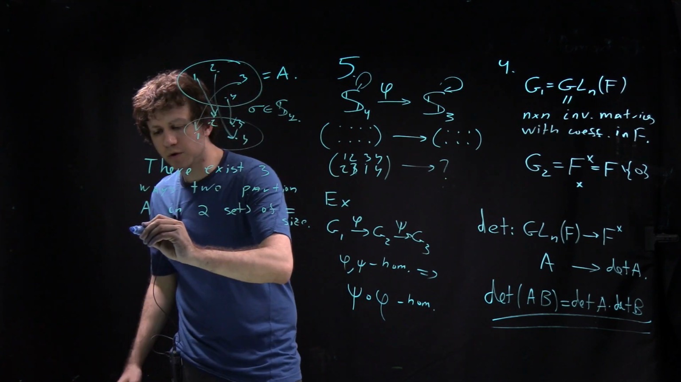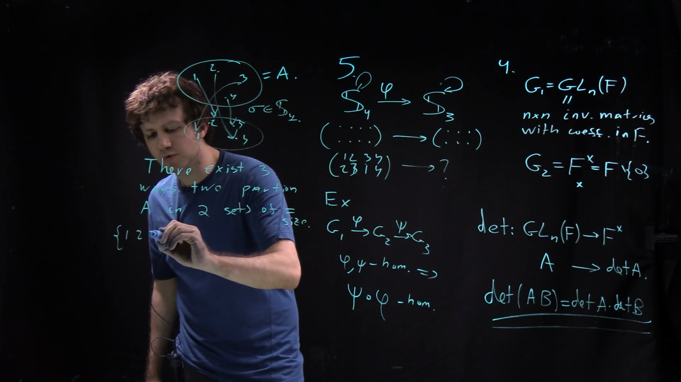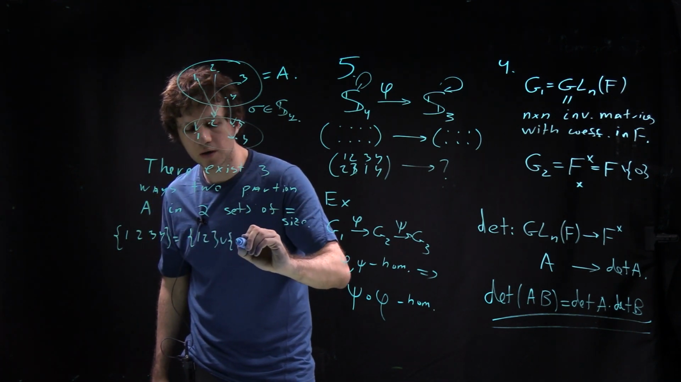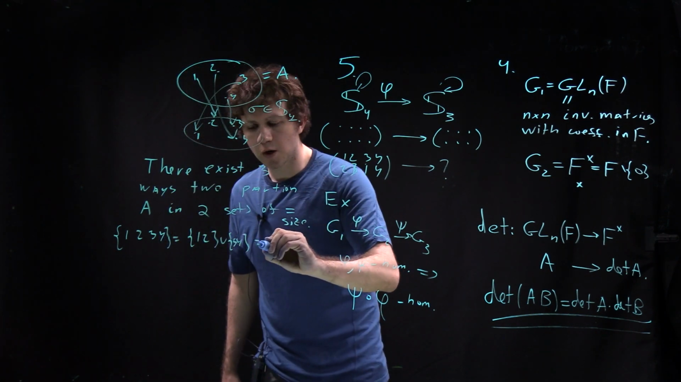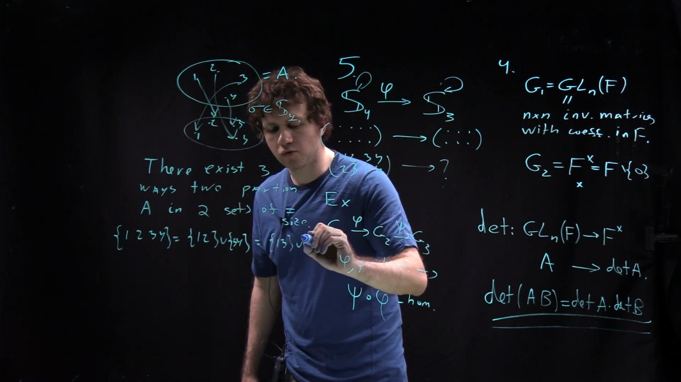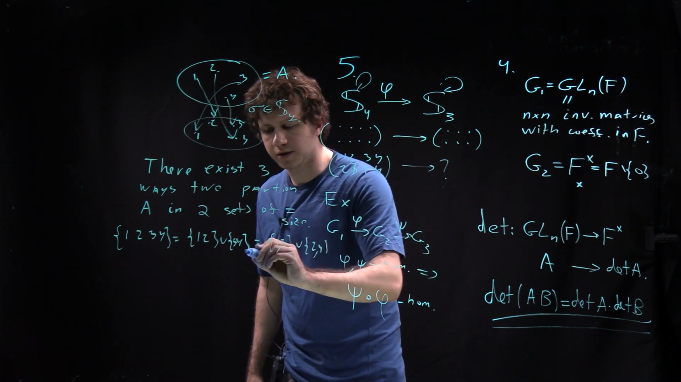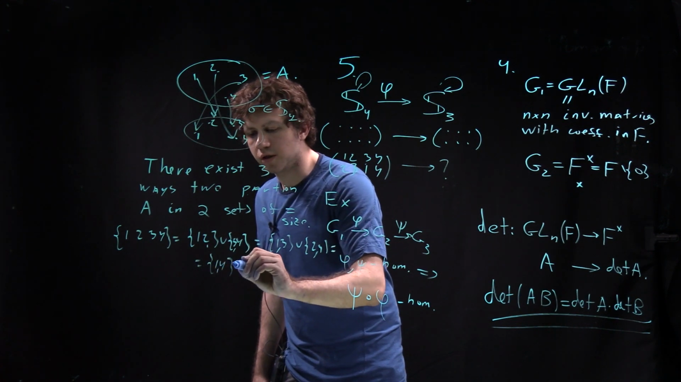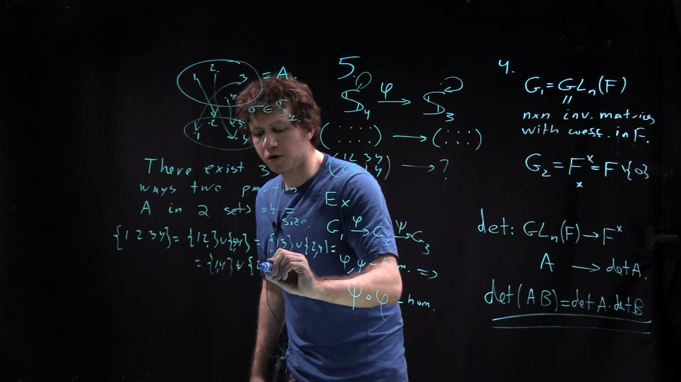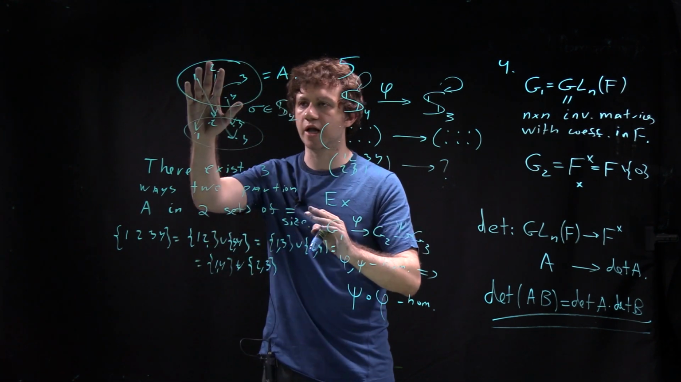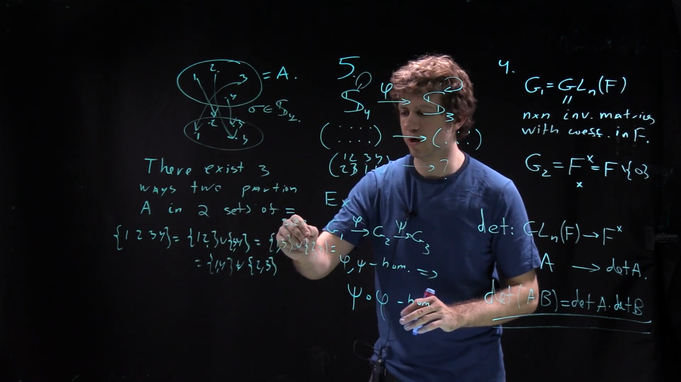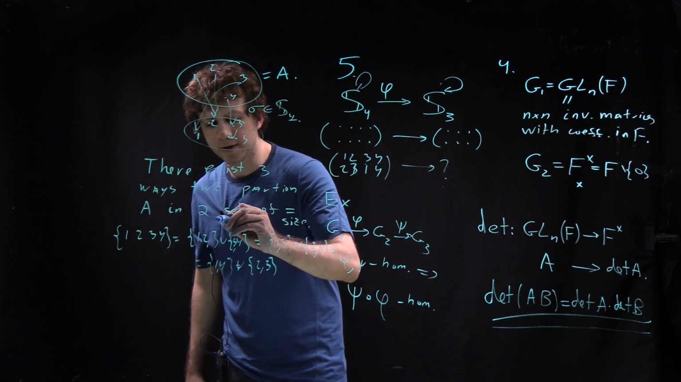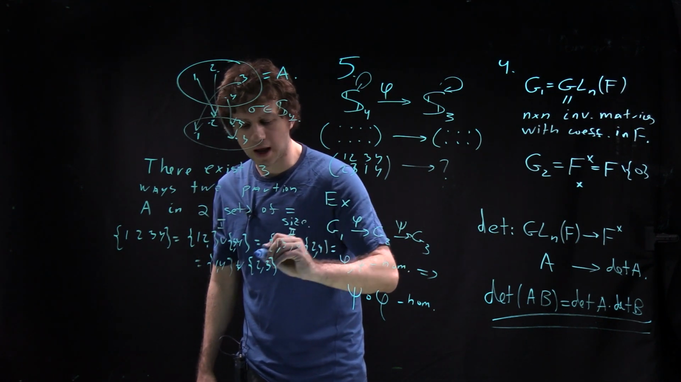Indeed, if you have your set 1, 2, 3, 4, you can write it as {1, 2} union {3, 4}, or {1, 3} union {2, 4}. These are just subsets, right? And finally, I can write the same thing as {1, 4} union {2, 3}. These are all the ways to divide your set with 4 elements into 2 equal, disjoint parts. Let me label these ways to do it by 1, 2, and 3.